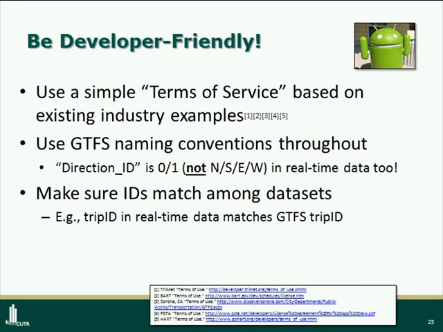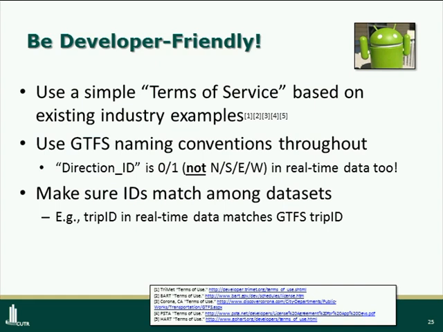We also suggest using GTFS naming conventions for data fields throughout your data sets. This is something that, since GTFS has become such a dominant format for the static scheduled transit data, it really makes sense to make sure that if you're providing any other sets of transit data, make sure that the names of the fields for data that mean the same thing are the exact same name. And that includes the values of the fields as well.